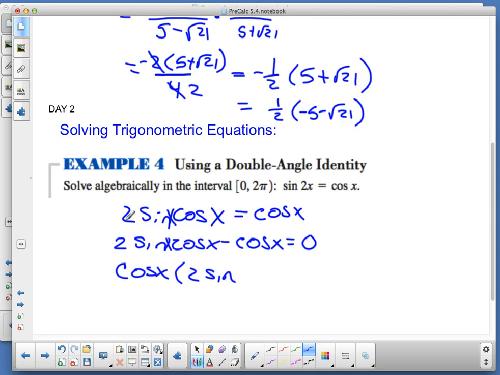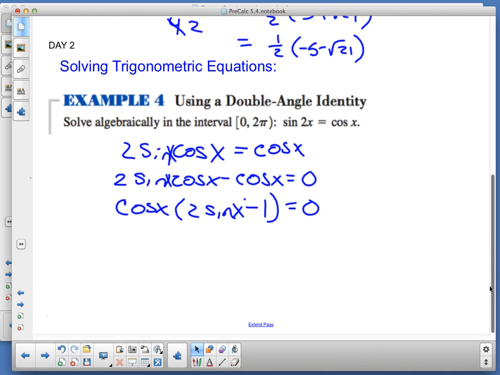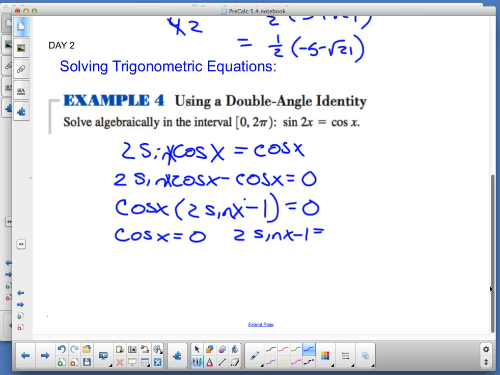I forgot an x in there too. Sine x, and that is minus 1. Sorry. Had to look where I was, making corrections as we go. There we go. So now I use the zero product rule. It's either this or it's this.